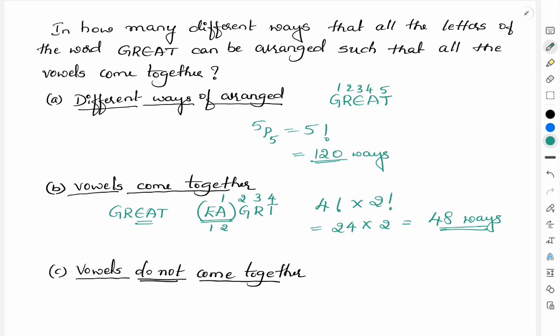Now if for the same question it is asked to arrange all the letters of the word GREAT such that vowels do not come together, I have to find the number of ways by which I can arrange the letters, that is 120 ways, and the ways in which vowels come together is 48 ways. The difference between these two will give me the ways of arrangement such that vowels do not come together. 120 minus 48, which is nothing but 72 ways. So if the question asks how many different ways the letters of the word GREAT can be arranged such that the vowels do not come together, your answer should be 72 ways.